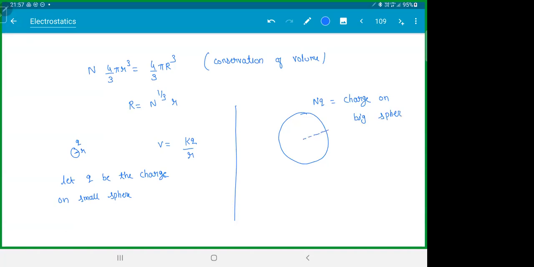And what is the radius of the big sphere? n power 1 by 3 r. So what is the potential of the big sphere? kq by r. The charge became n times small q. The radius became n to the power of 1 by 3 times small r. This is n to the power of 2 by 3 times kq by small r, which is nothing but V. Check. So it is n to the power of 2 by 3 times the potential of the small drops. It's a pretty good question. Check it out.